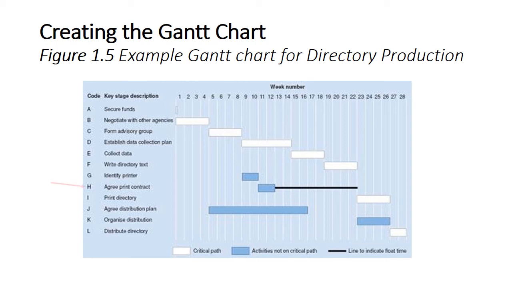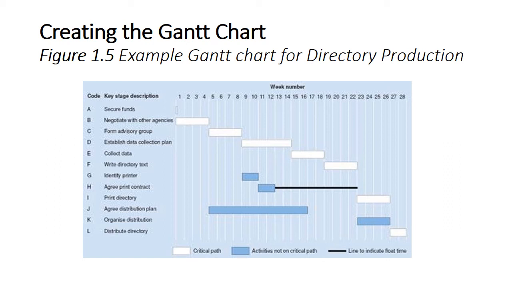Key stage H, agree print contract, has been placed to end at week 12, but it could end as late as week 22, because key stage 1, print directory, does not start until week 23. Key stage H is therefore considered to have a float. Float time can be indicated on the chart by adding a line in front of the bar to the latest possible endpoint. Thus, slack and float show you where there is flexibility in the schedule, and this can be useful when you need to gain time once the project is up and running.